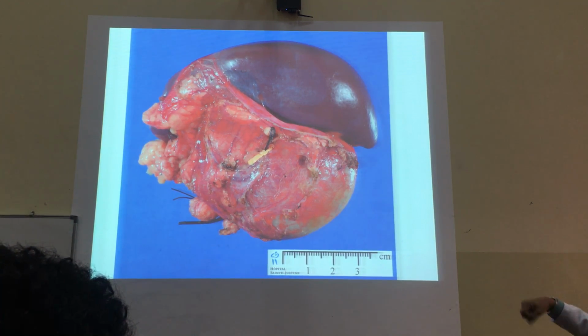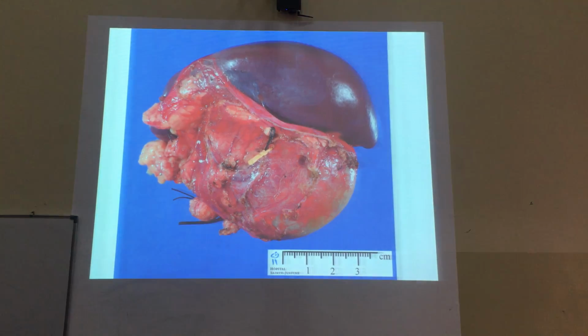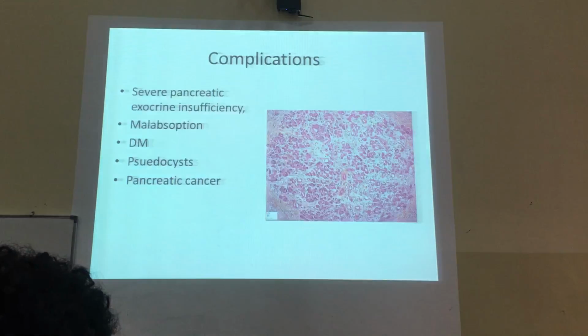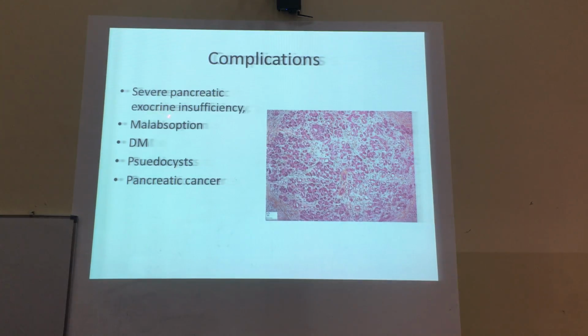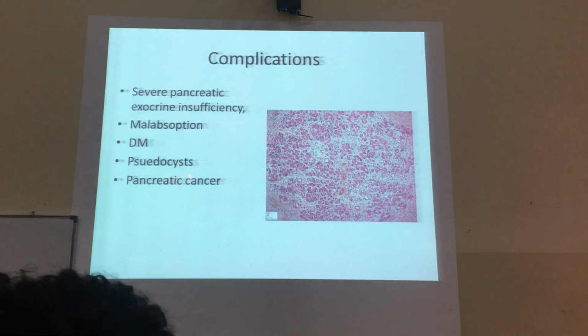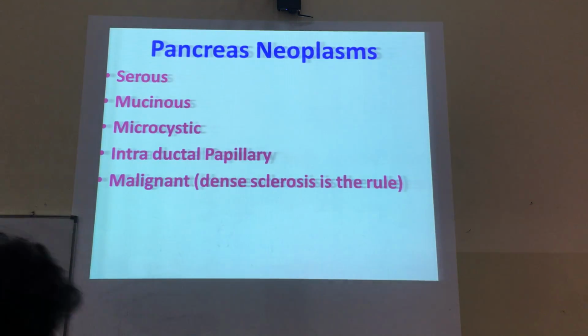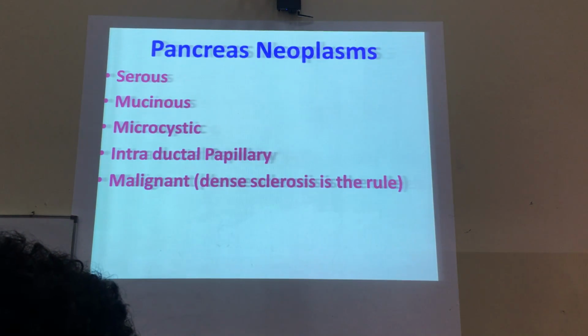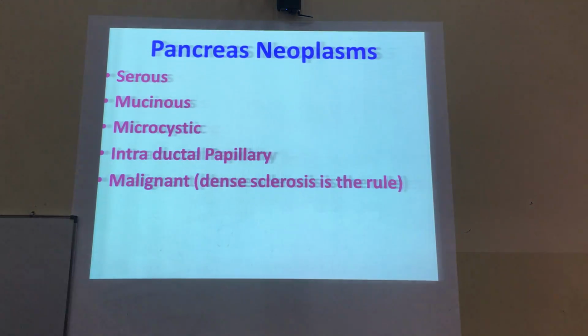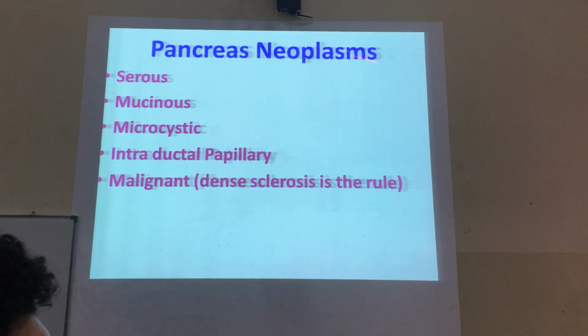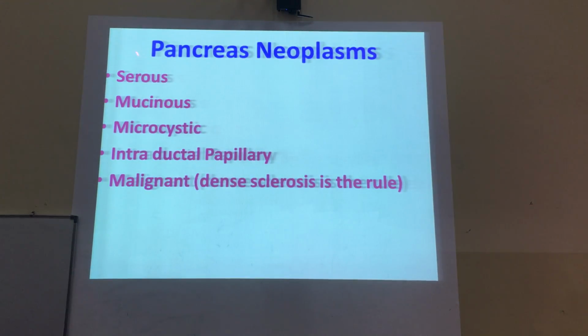Because if you cut it, all the enzymes will leak into the abdomen and again cause very huge problems. The complications are severe pancreatic exocrine insufficiency leading to malabsorption. There could be secondary diabetes when this is also damaging the islet cells of Langerhans. It can lead to pseudocyst formation, and even rarely it can be associated with pancreatic cancer. So chronic pancreatitis can lead to damage and fibrosis, and ultimately some of the pancreatic epithelial cells become atypical, leading to pancreatic cancers.